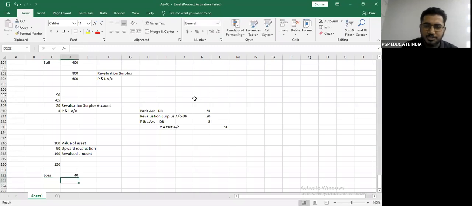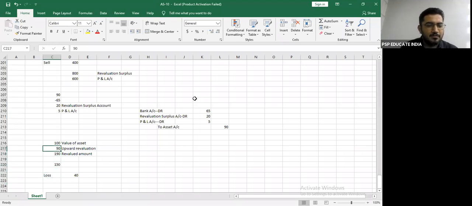Okay. My next question to you all, please pay attention. You will easily understand this concept if you reply properly and understand the question. From where will we adjust this loss? You will debit revaluation surplus account. Okay, so we will debit revaluation surplus account. Okay, first let me understand your concept on this. You will adjust this from the revaluation surplus account.